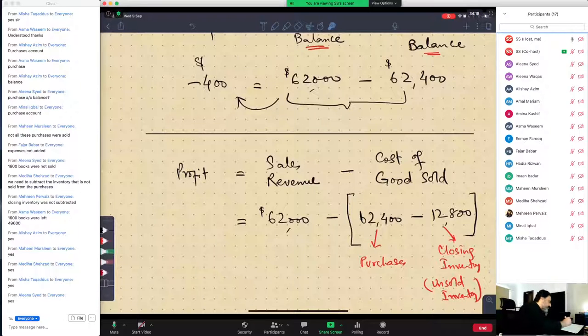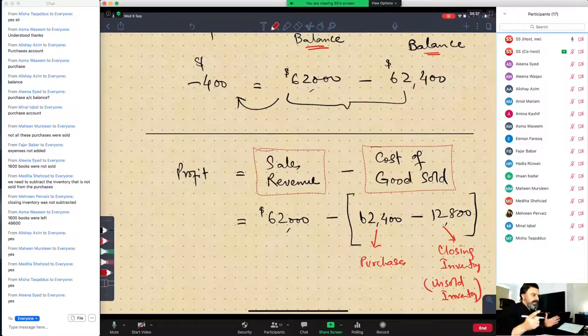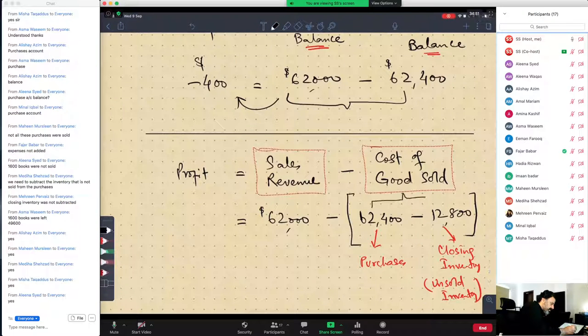So what we do is we need to find sales revenue, and then we will compare it with the cost of goods which were actually sold. But right now, jitni books aapne bechi hain, utni books ki hi cost aap uske saath match karenge, tab jaake aapke paas profit aayega. So we understand how we calculate the cost of goods sold: we take the total cost of the goods that we bought, which is this value, which is the purchases account.